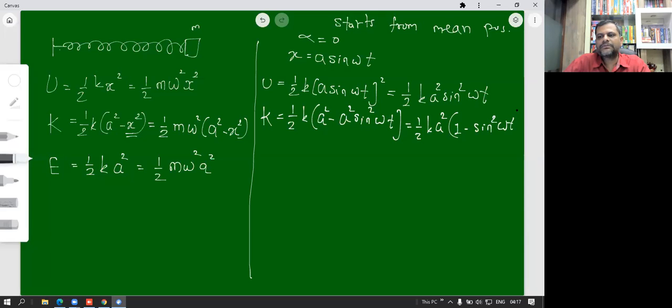And as we know that 1 minus sine square means cos square, so we can get finally that the kinetic energy is given as half k a square into, now here 1 minus sine square omega t can be replaced by cos square omega t, and hence we can get this as cos square omega t as a simple thing. So we can just summarize this result in this way.